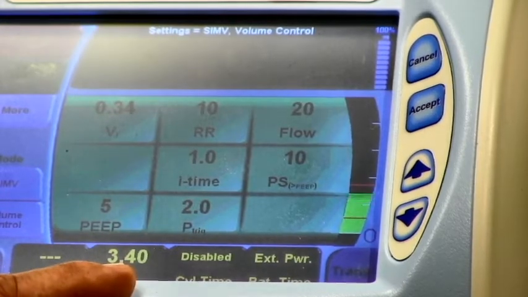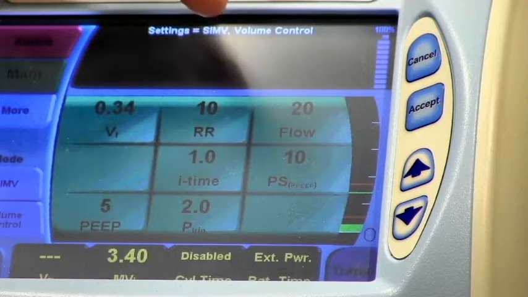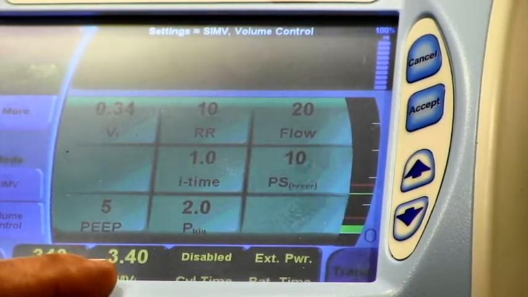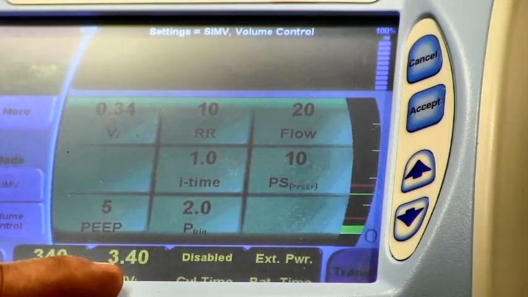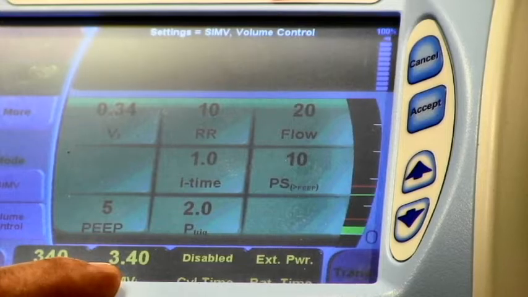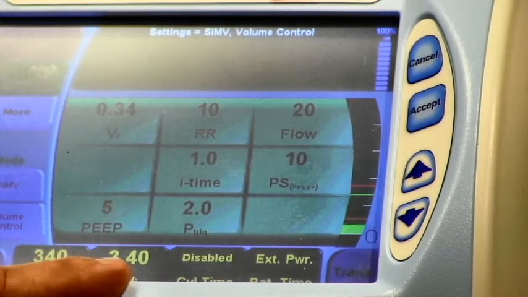You have your minute volume. We have 340 cc's of air set at 10 breaths per minute. Multiply that and you get 3.4 liters per minute of cycled air to this patient. The minute volumes are a physiological need. These are very important numbers to keep. So I always keep tidal volume and minute volume.